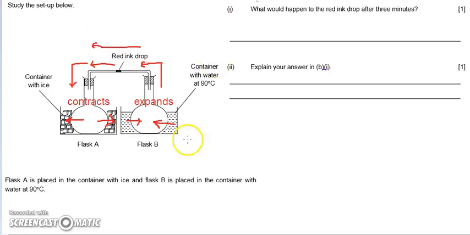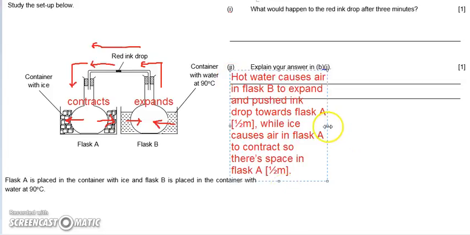Alright, towards flask A. So you could say that the red ink drop will move towards flask A, or move to the left towards flask A. Now, I've already explained to you why that happens, right? But you must be careful in explaining. Remember, your answer has to be complete, has to be concise.